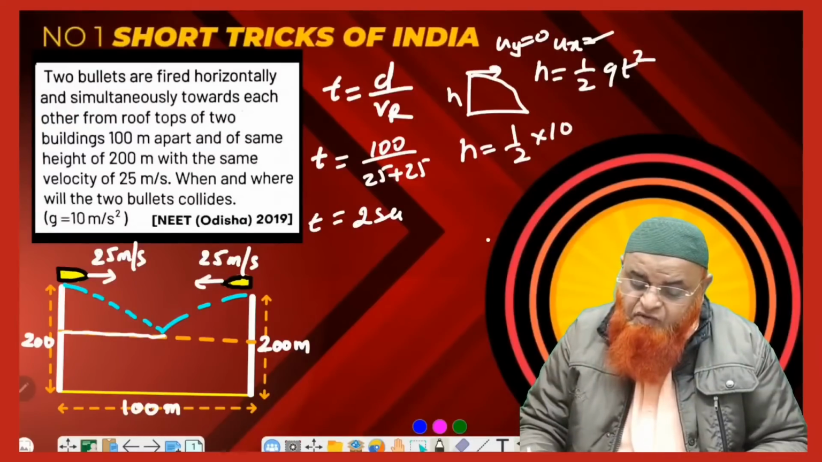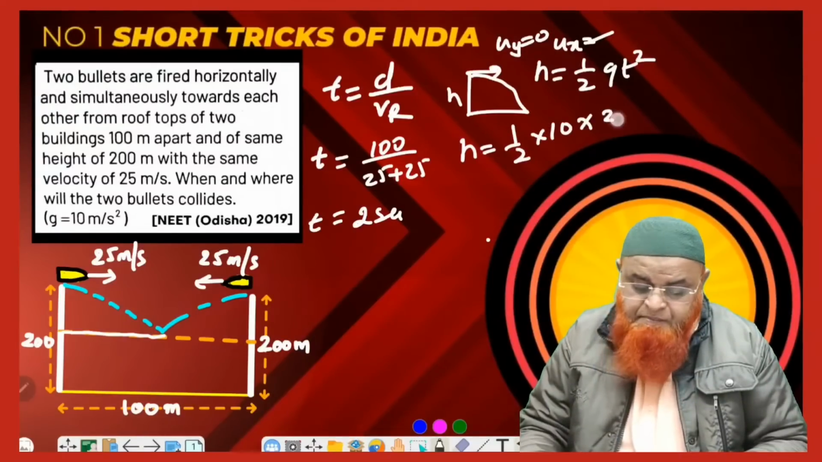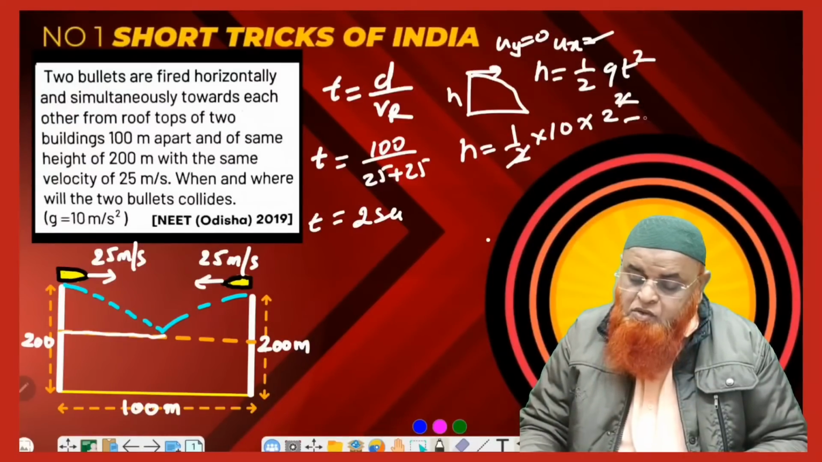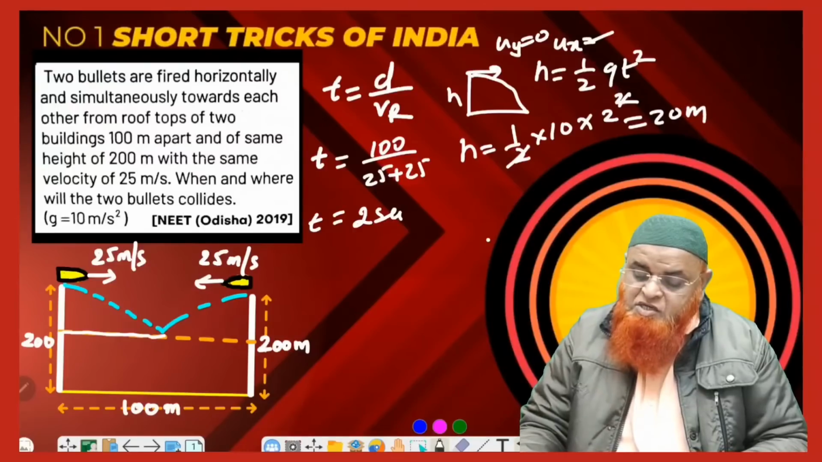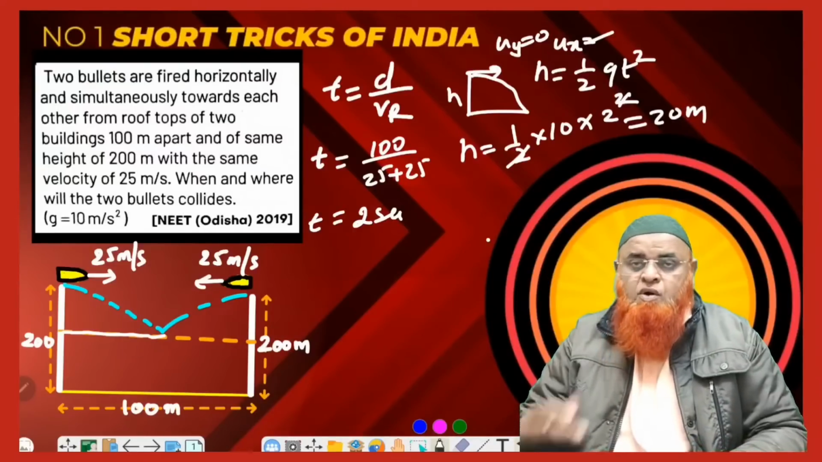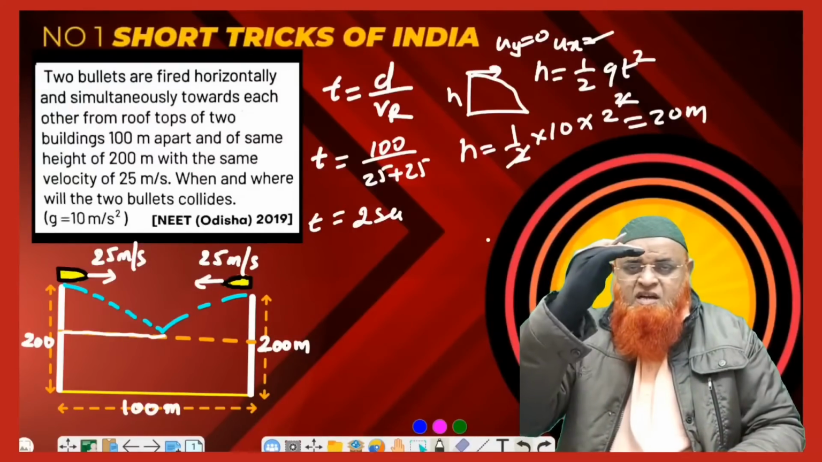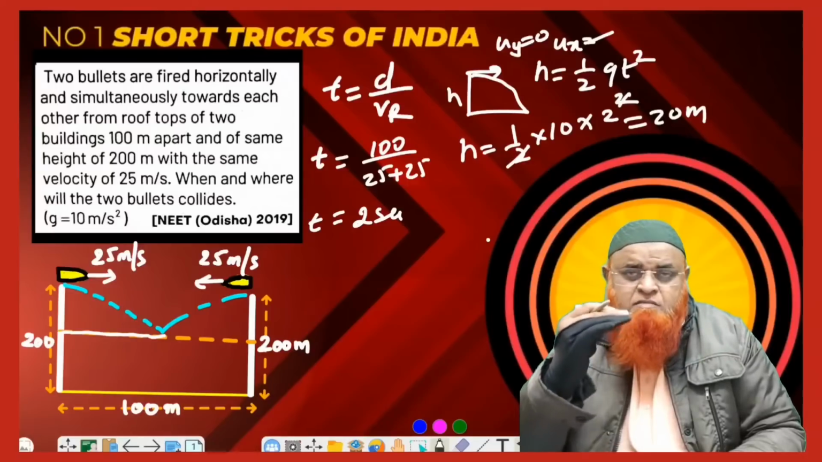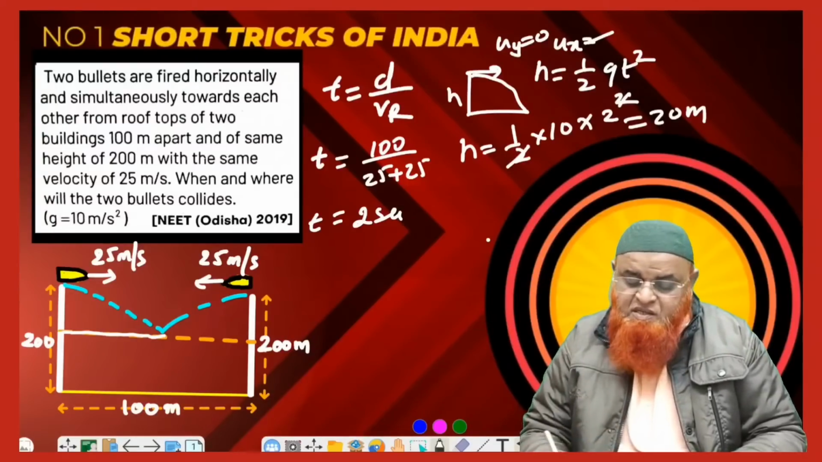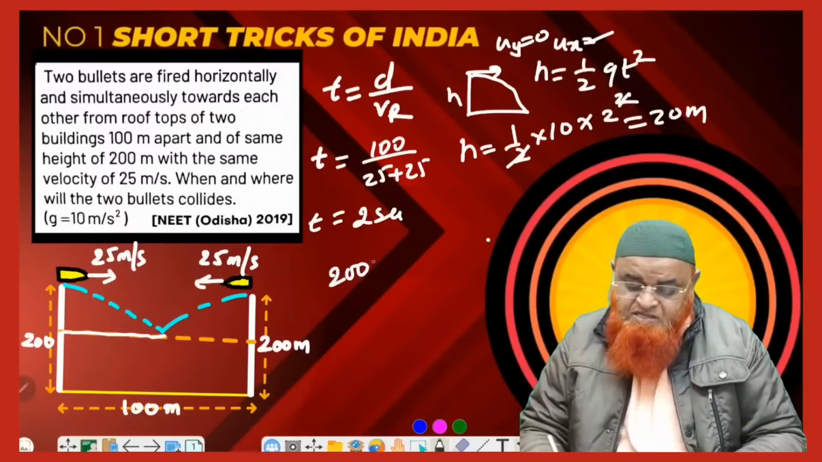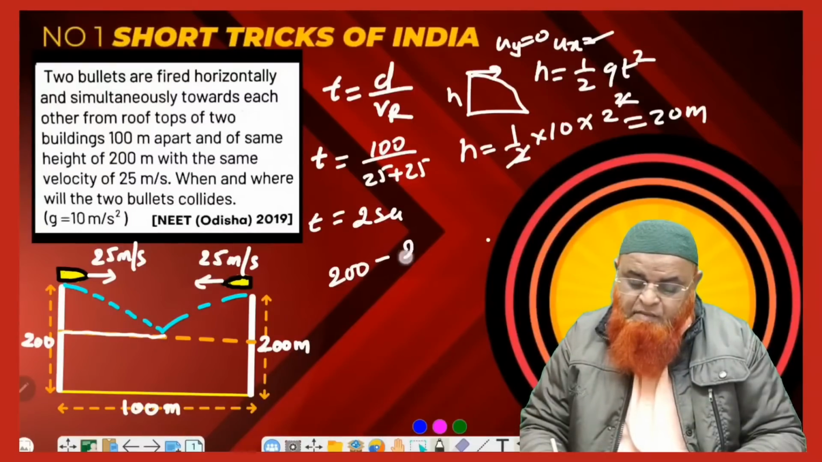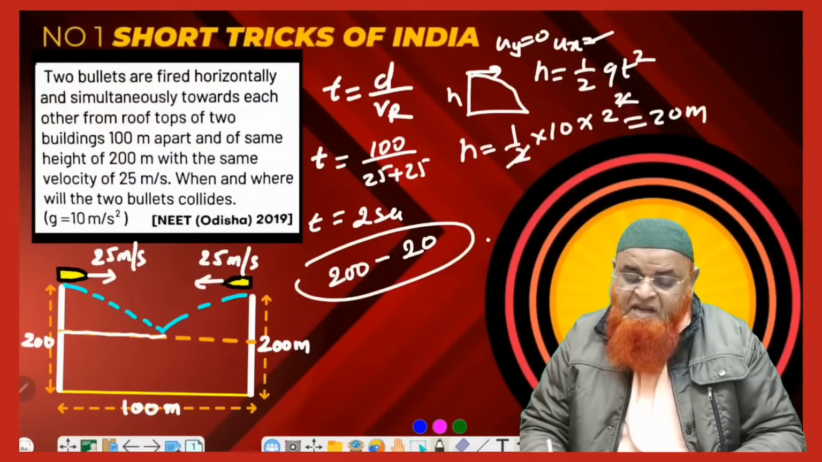For that I have written the formula half g t square, half into 10 into 2 square. So 2 gets cancelled. 20 meters we got. So from the point of projection, the bullets have met 20 meters below. That means from the bottom how much is the height? For that you have to subtract 200 meters, 200 minus 20.